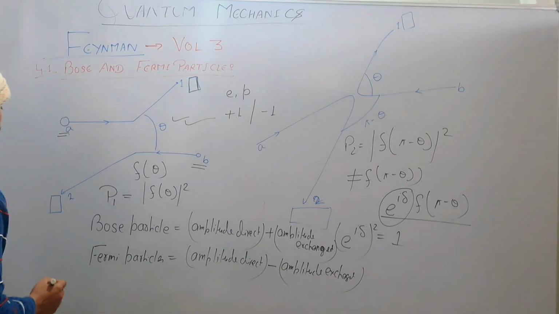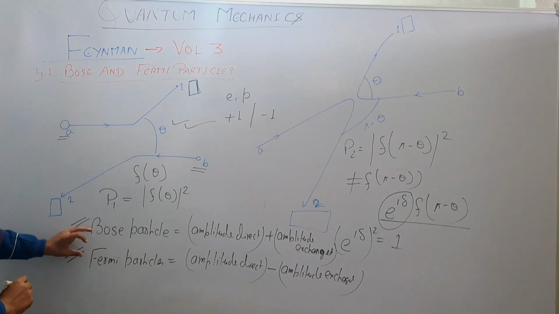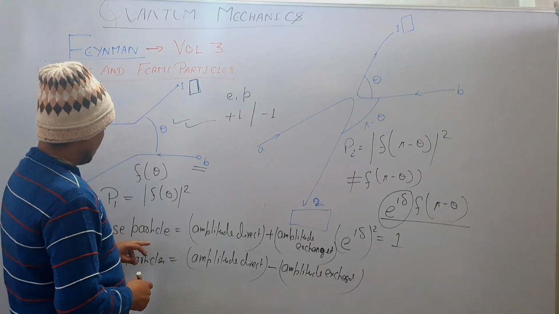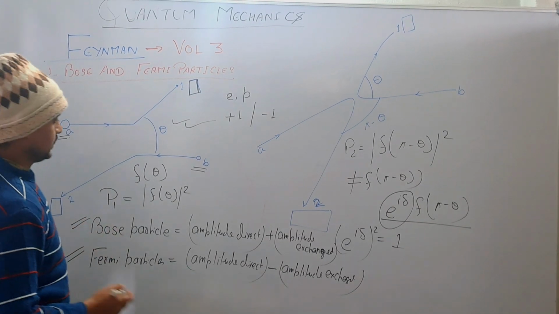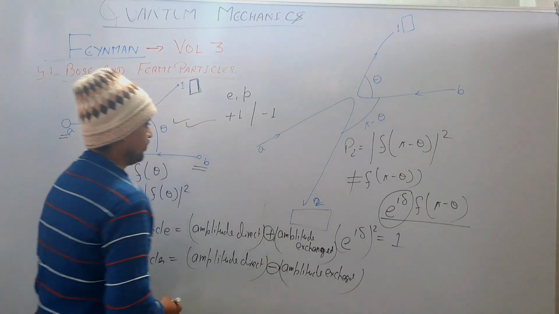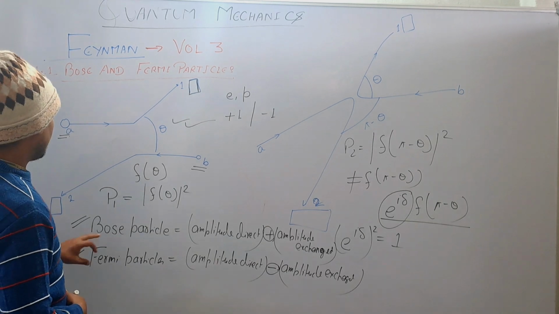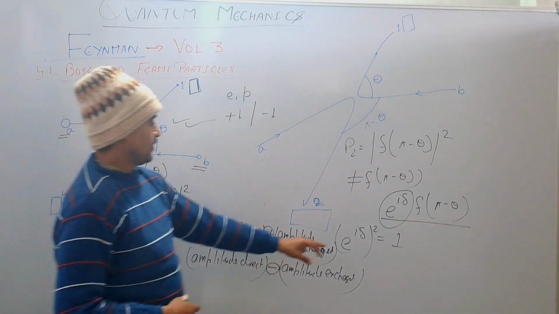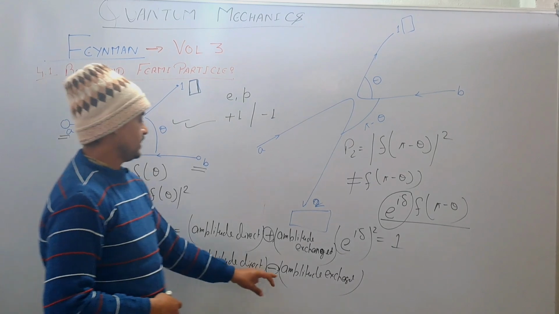So these are the two kinds of particles for which we can calculate the probability amplitude of scattering of particles. So this plus and minus sign is very important. This is how we can calculate the probability amplitude for scattering of identical particles. In case of Bose particles, the phase factor is +1, and in case of Fermi particles, the phase factor is -1.